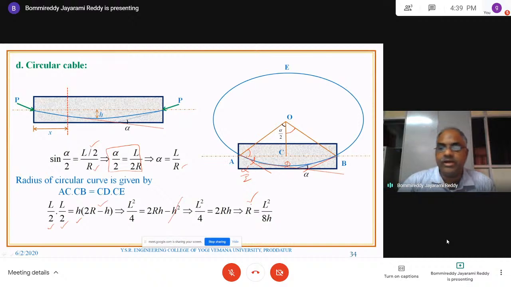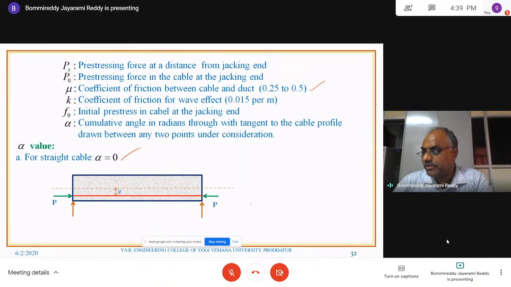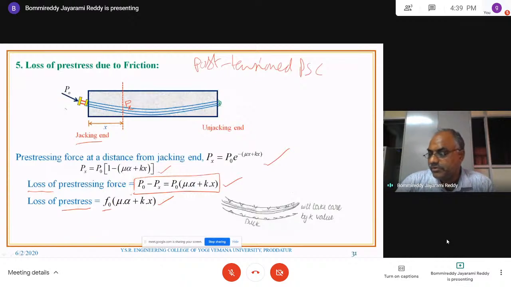Once you know the alpha value, it's very easy to calculate the loss due to friction. Loss due to friction is F naught into mu alpha plus Kx. So always remember to draw the diagram if necessary. Then only you can answer the questions in the GATE examination. Otherwise, though you know the formula and everything, the question sometimes may be in a twisting mode and you may not answer though everything is known to you.